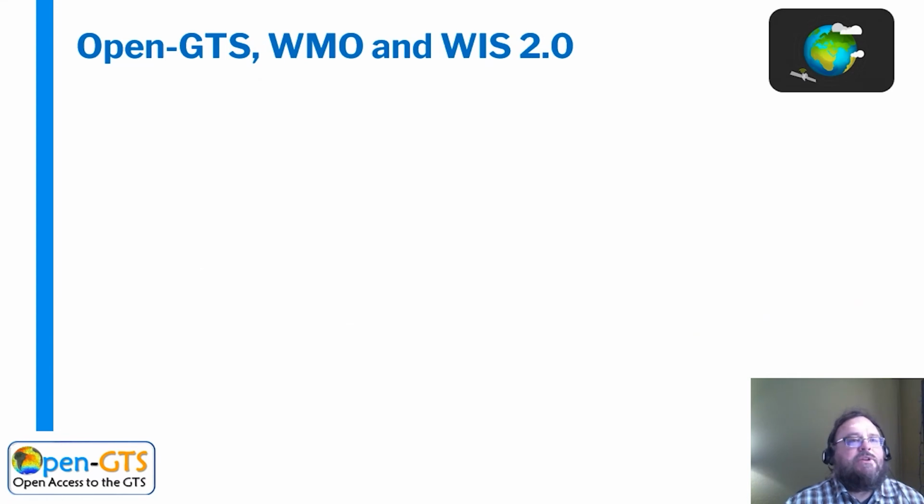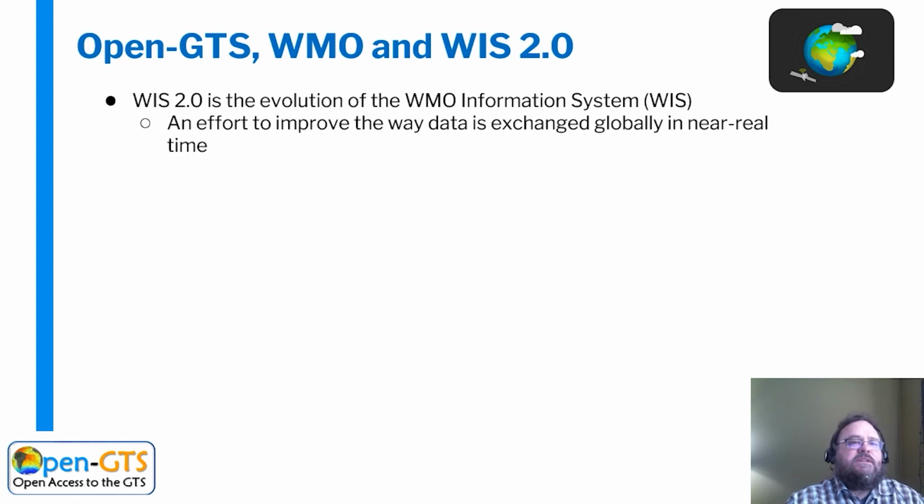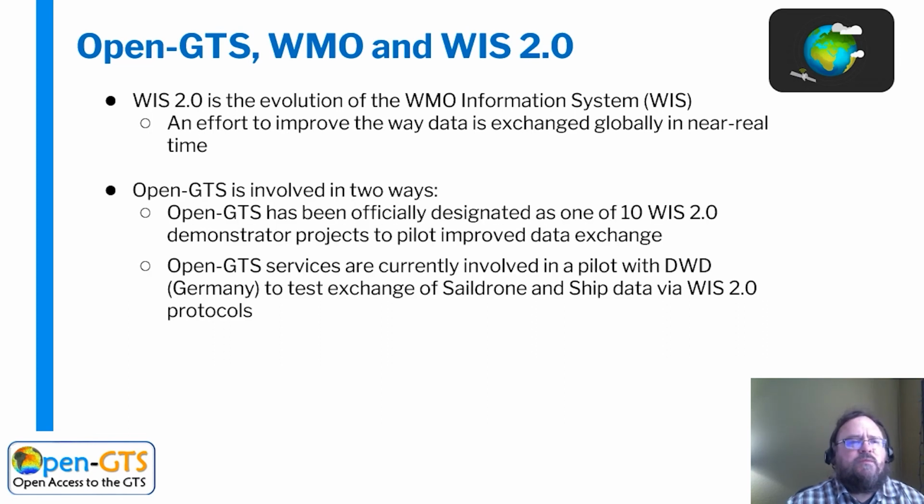I'd be remiss if I didn't mention how OpenGTS was involved with WIS 2.0. So WIS 2.0 is the evolution of the WMO Information System. It's really an effort to improve the way data is exchanged globally in near real time. Some of the issues with GTS that I mentioned earlier, we recognize that those are issues and how can we solve them. So OpenGTS is involved in two ways. It's been officially designated as one of the pilot projects, demonstrator projects to pilot and improve data exchange. But OpenGTS services are currently involved in a pilot with DWD in Germany to test exchange of sail drone and ship data via WIS 2.0 protocols.